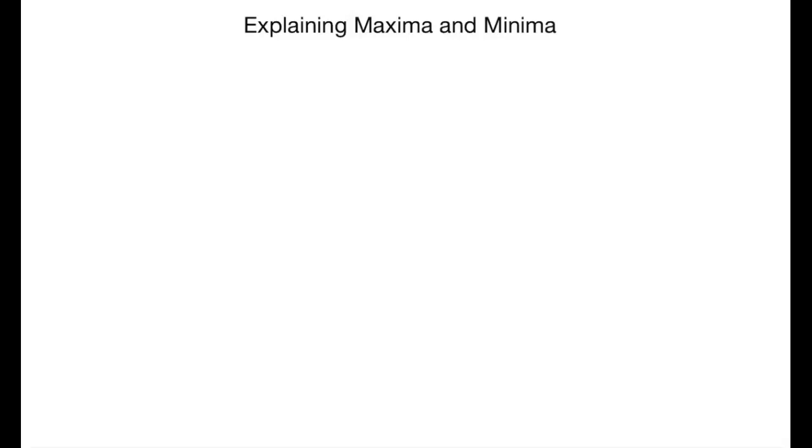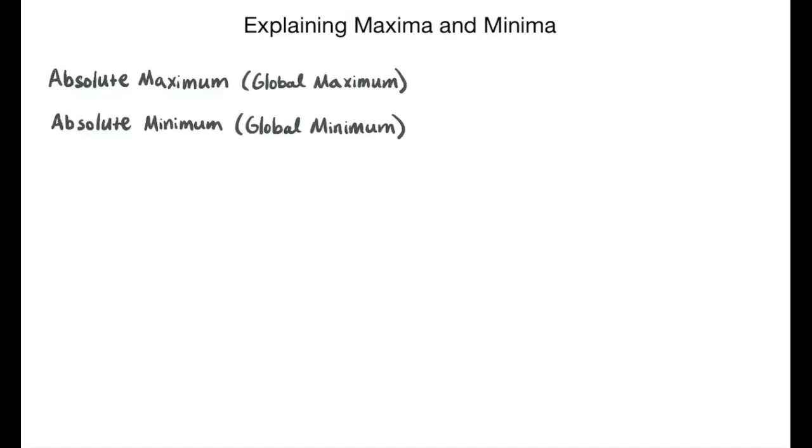Let's first define terms. An absolute maximum point is the point where the function obtains its greatest y value over the specified domain. Similarly, an absolute minimum point is the point where the function obtains its least y value over the specified domain. We can also refer to the absolute maximum point as the global maximum point and to the absolute minimum point as the global minimum point. A function cannot have more than one absolute or global maximum. The same is true for absolute or global minimum.